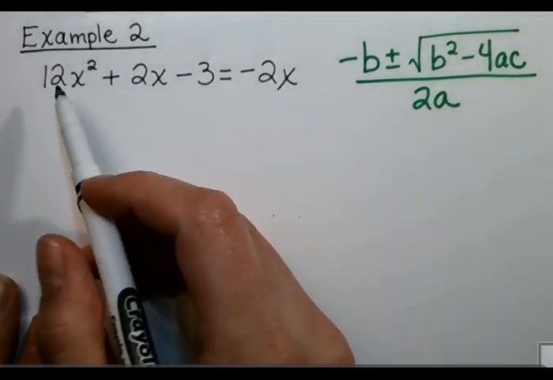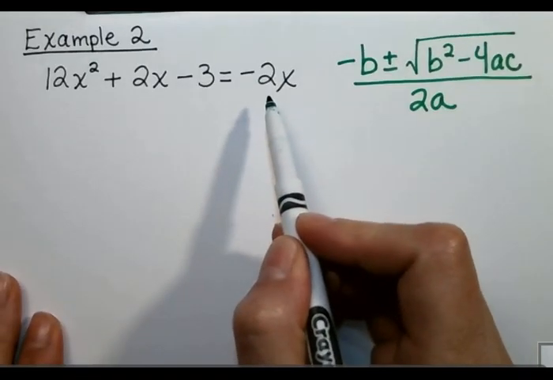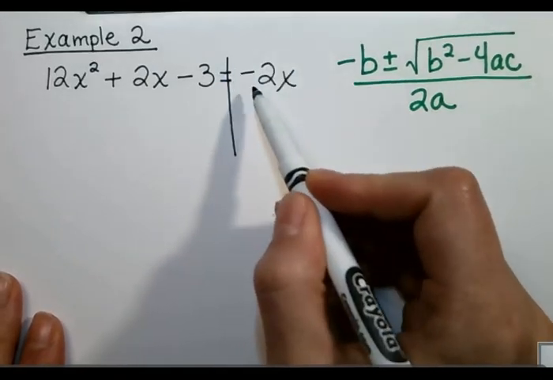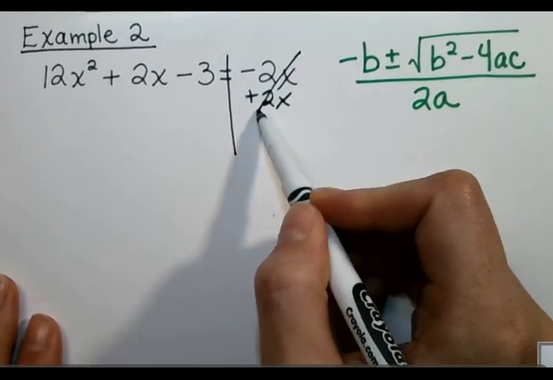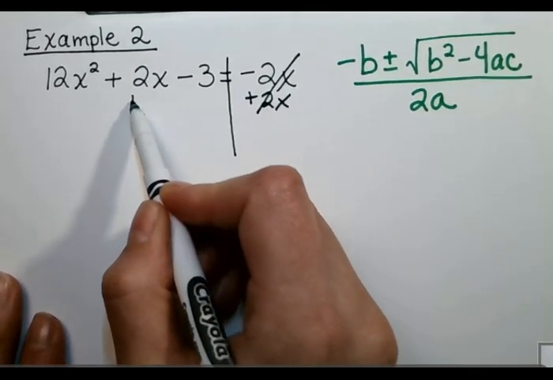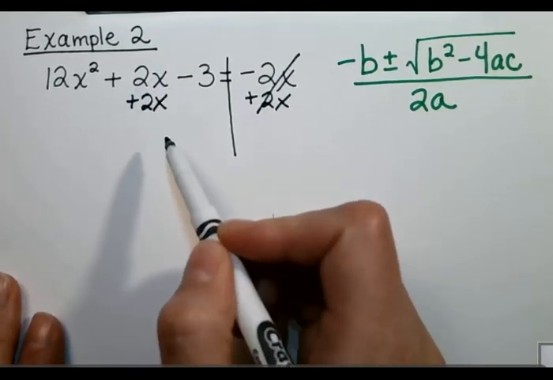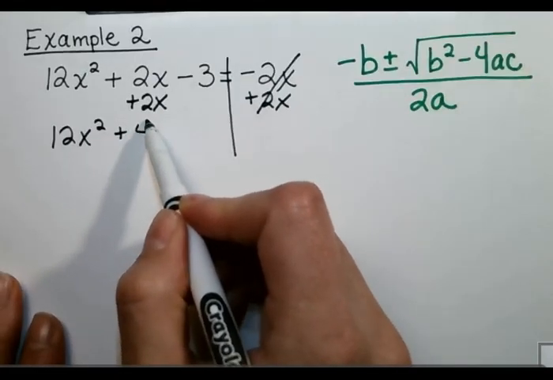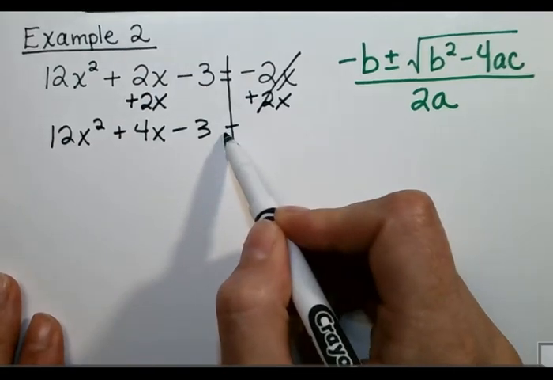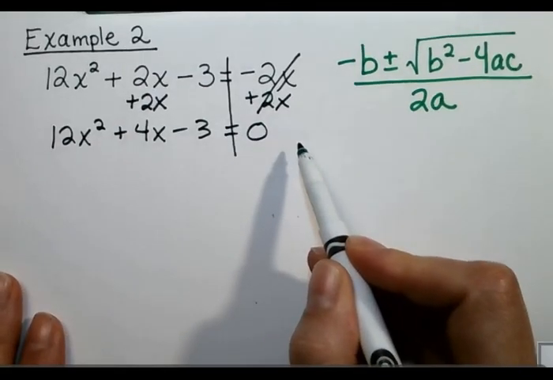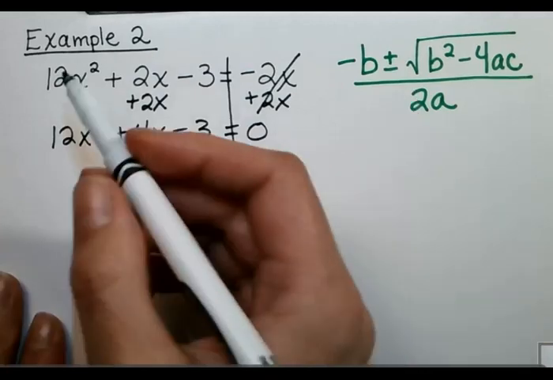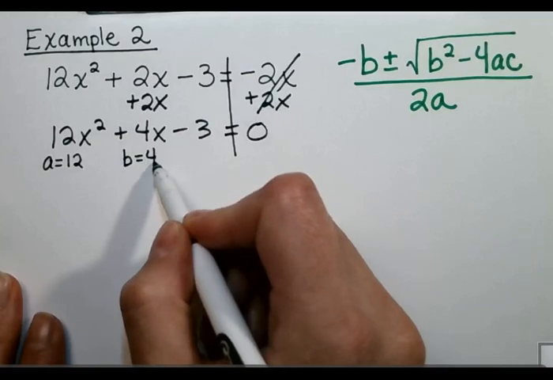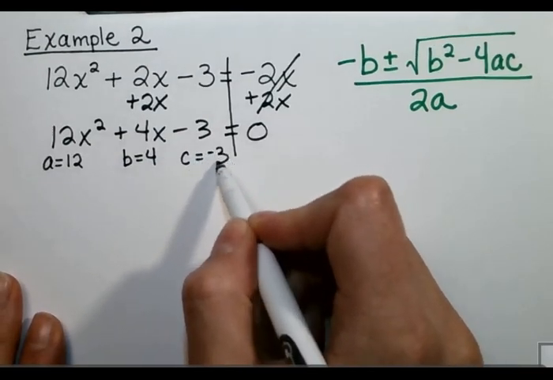Okay, for example 2, we have another quadratic, and we can see it's not equal to 0 yet. So that's our first step, is to zero out this term by adding 2x. And then we have to take that and add it to its like term over here, which is another 2x. Okay, if we simplify this, we have 12x squared plus 4x minus 3 equal to 0. Okay, this tells us we're ready to do the quadratic formula. So we're going to identify a as 12, b as 4, and c as negative 3.